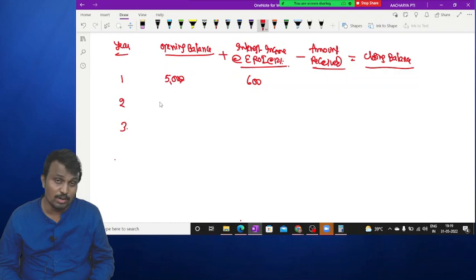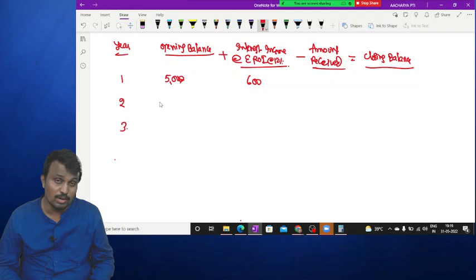So 10% of 5,000, nothing but what? 500. Then what is the closing balance? 5,000 plus 600 minus 500, 5,100 is the closing balance.